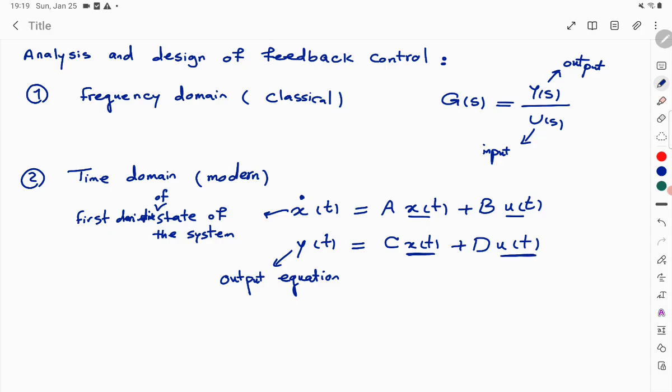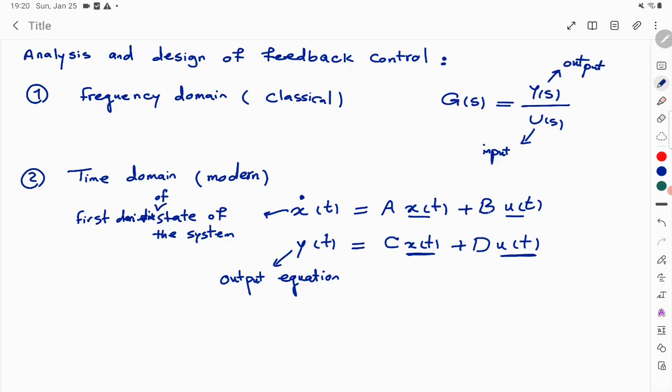And if you see, you have A, B, C, D. These are actually constant terms to describe this system. For the first equation, when we have x dot equal to A x, this A matrix will relate the first derivative of the state of the system to the state of the system. And this A matrix is really important. We will see that most of the design is based on this A.